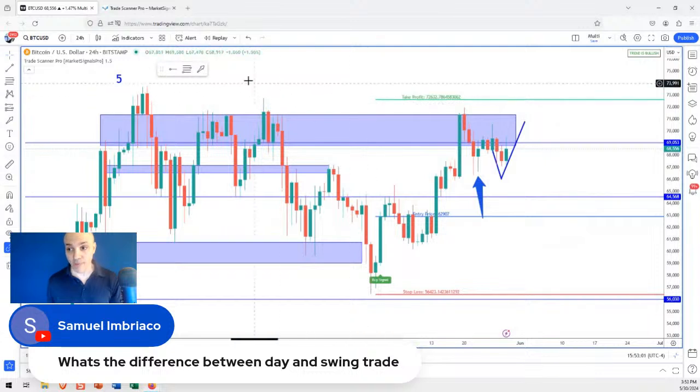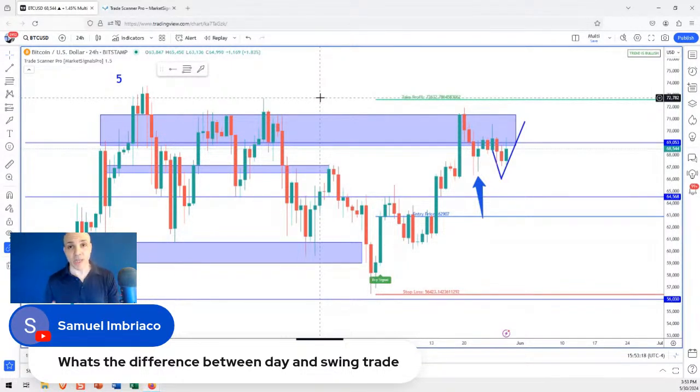Compare this to a 1 minute chart. On a 1 minute chart, you're never going to see 8,000 points of risk. On a 1 minute chart, you're more likely to see 100 points of risk, 150 points of risk, something like that. Okay. So that's really the key contrast between day trade and swing trade.